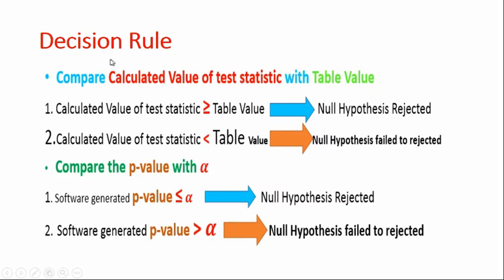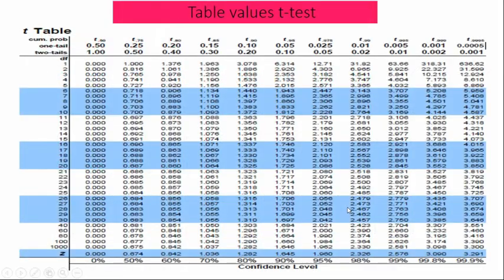Friends, decision rules to reject the null hypothesis. Compare the calculated value of the test statistic with the table value. If our test statistic is greater than or equal to the table value, reject the null hypothesis. Second method, compare p-value with alpha. If the software-generated p-value is less than or equal to alpha, the null hypothesis is rejected. Friends, we will use these rules in our decision process.